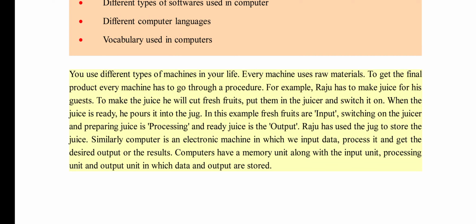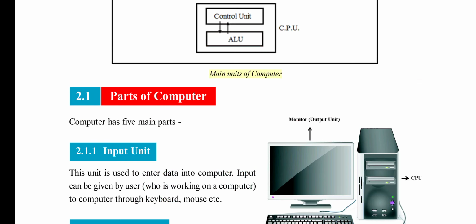Similarly, computer is an electronic machine in which we input data, process it and get the desired output or the results. Computers have a memory unit along with the input unit, processing unit and output unit in which data and output are stored. Main units of computer. 2.1 Parts of computer. Computer has 5 main parts.